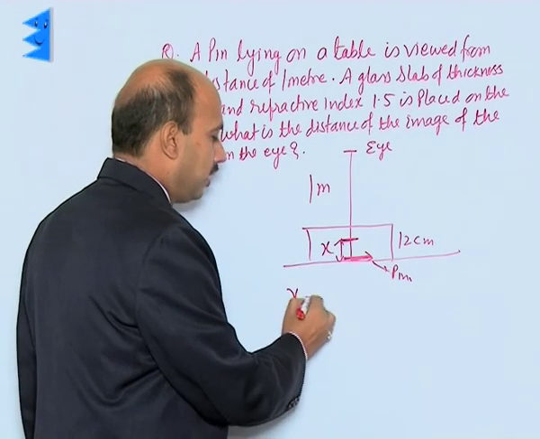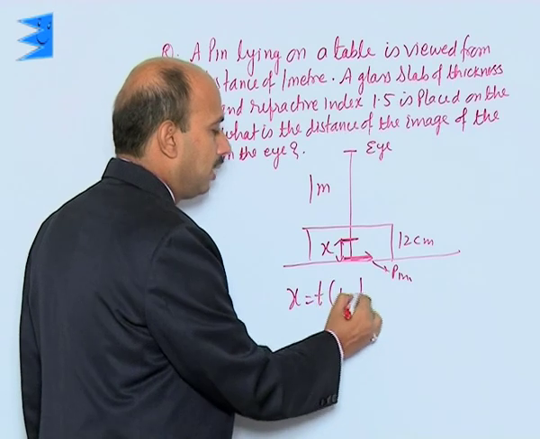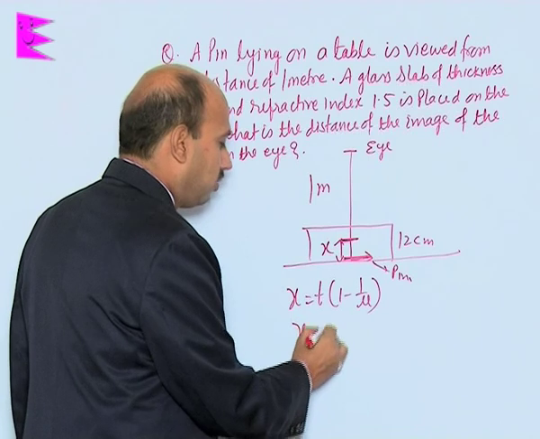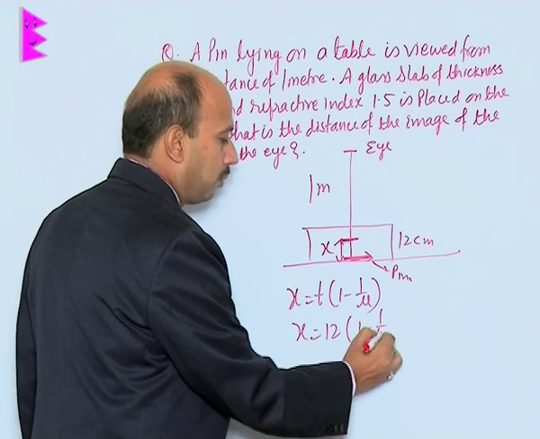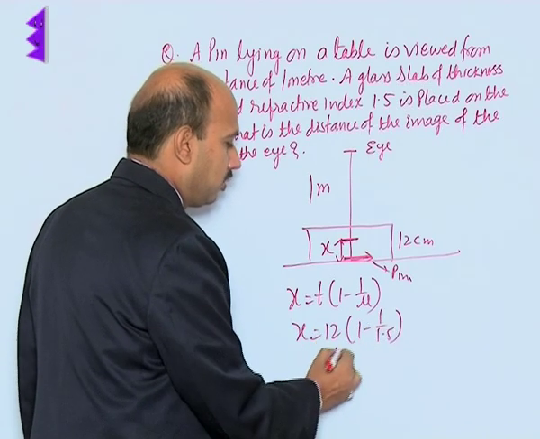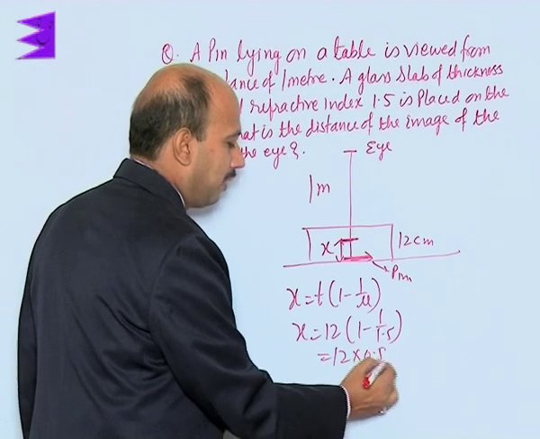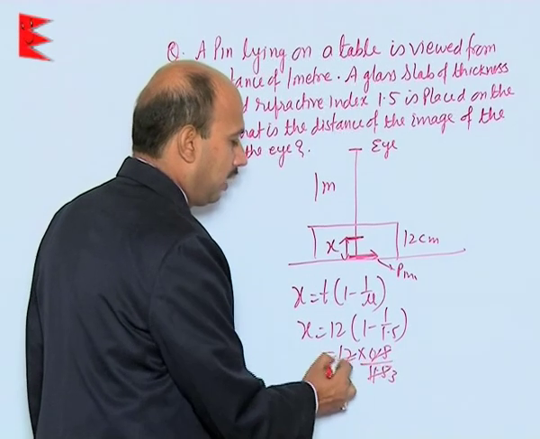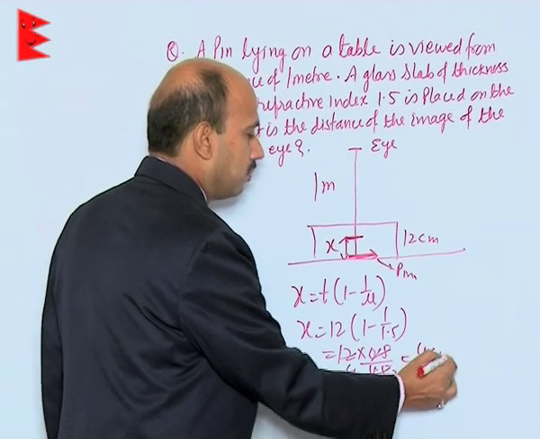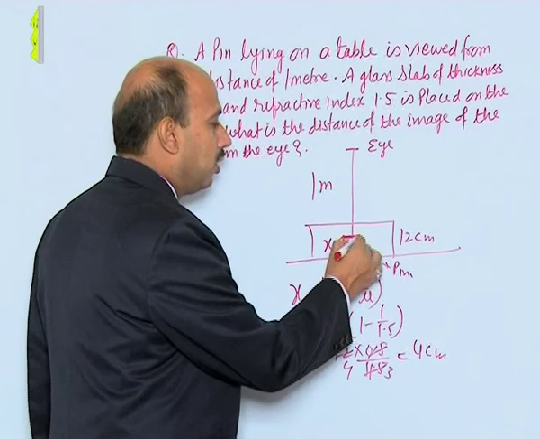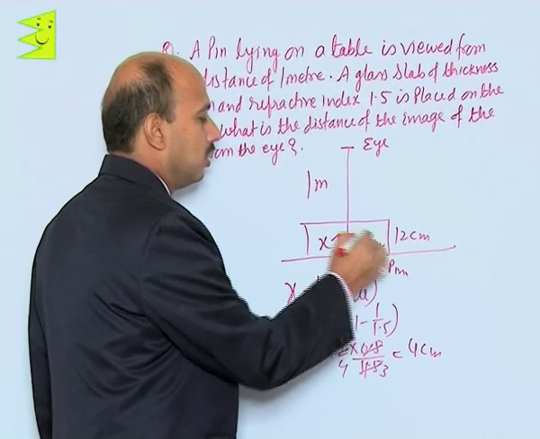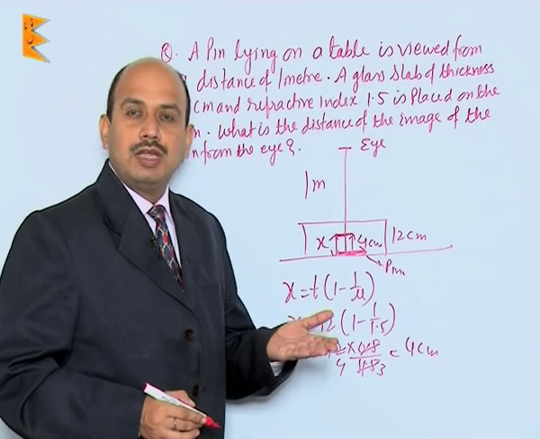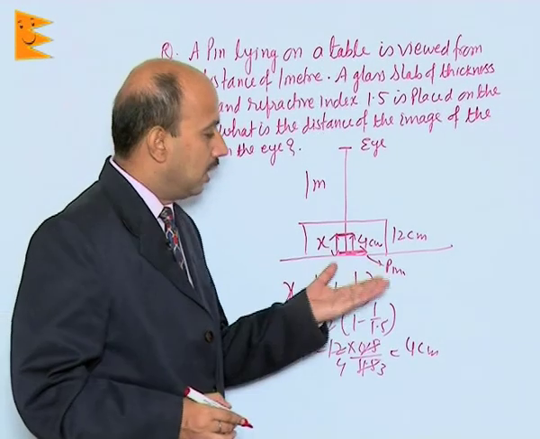Shift can be calculated, x is equal to t into 1 minus 1 upon mu, we have already done this formula. So, x is equal to 12 into 1 minus 1 upon 1.5. So, that is 12 into 0.5 divided by 1.5. So, this cancels, that is 3 and 4, that is 4 centimeter. So, x is coming to 4 centimeter. So, this image is seen actually 4 centimeter above the bottom of the glass slab.